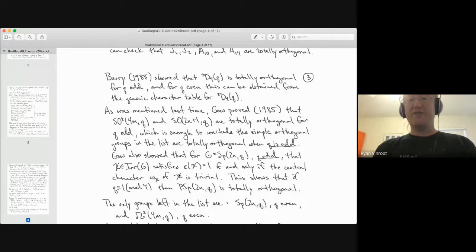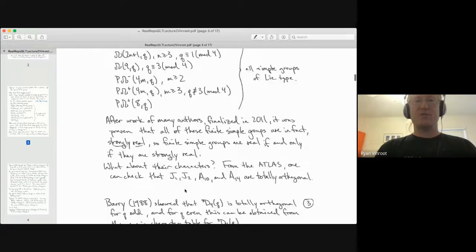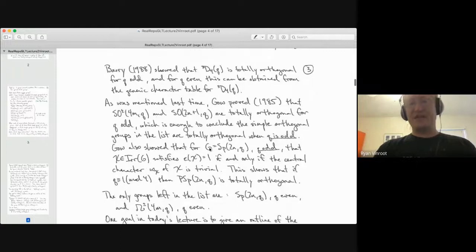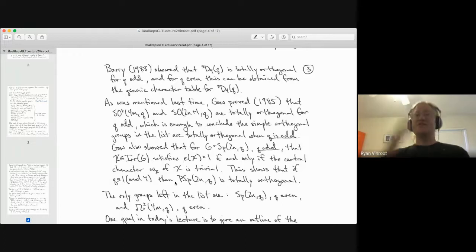So this is enough when we mod out by the center, where the center is the thing guiding whether this is 1 or minus 1. If we mod that out, then we get that when Q is 1 mod 4, because 1 mod 4 is the case where Q is odd and this is totally orthogonal, one gets that this thing is totally orthogonal. Okay, so previous work, once this was all done, covers every group except for the symplectic group when Q is even and the simple orthogonal groups when Q is even.